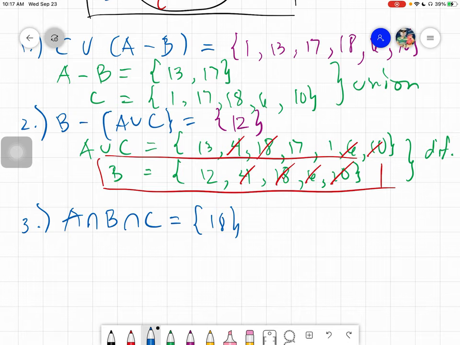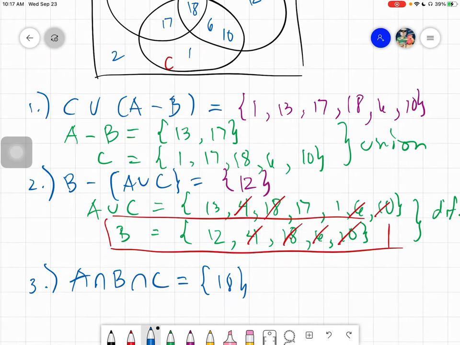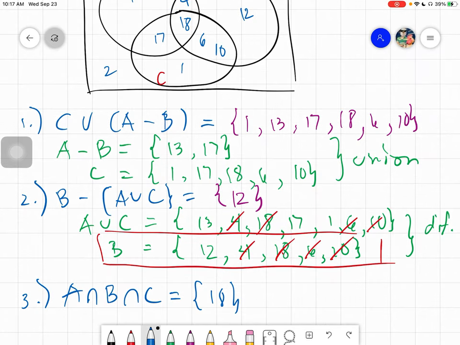Okay, I hope you got that. It's a little bit basic. Of course, there will be other combinations of operations, but I will leave that to your learning so that you can learn on your own.